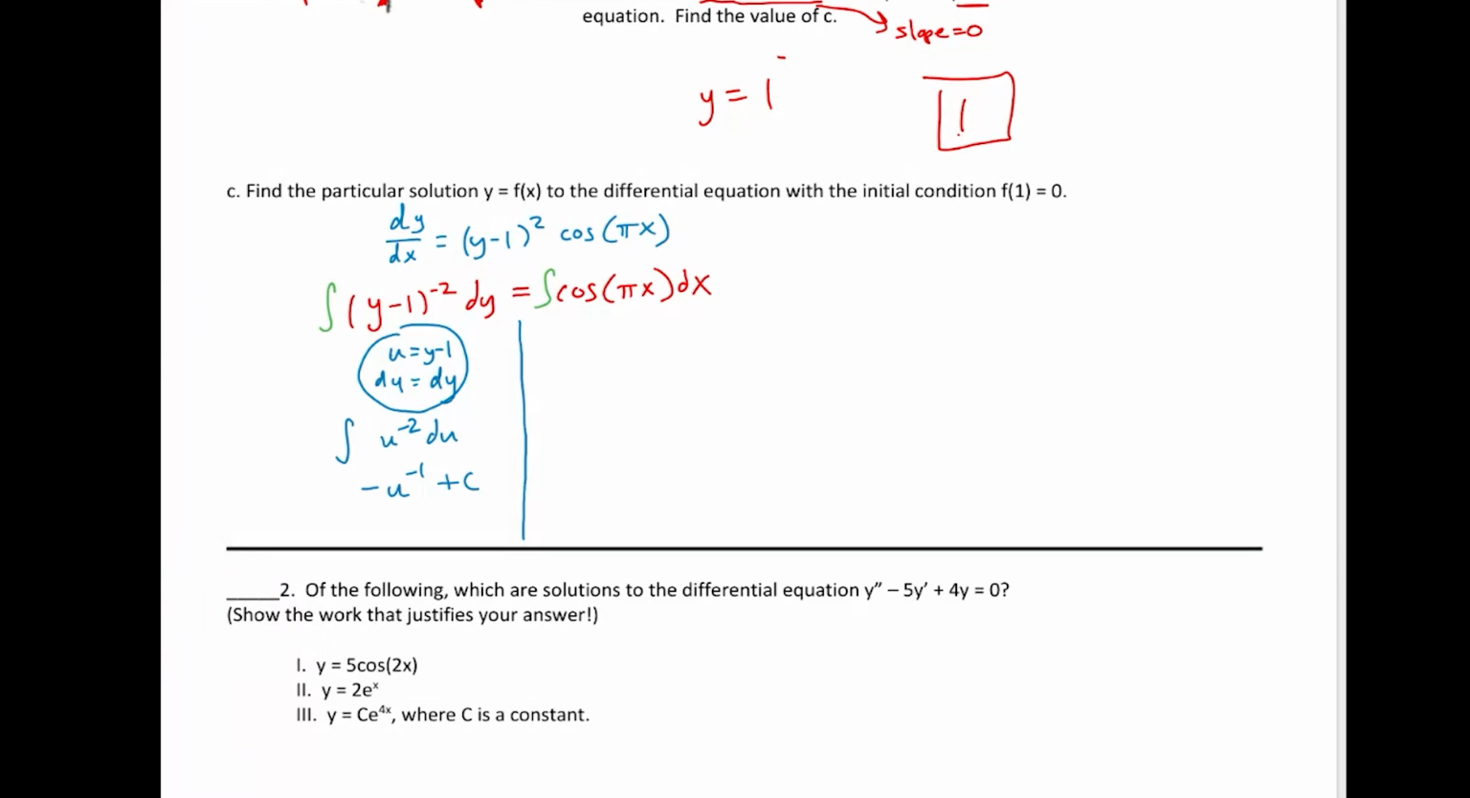So we're ready to go back to x's and y's here. Since u was y minus 1, it's going to be negative y minus 1 to the negative first power. And then we will have that plus c, although we'll combine it on the next step here.